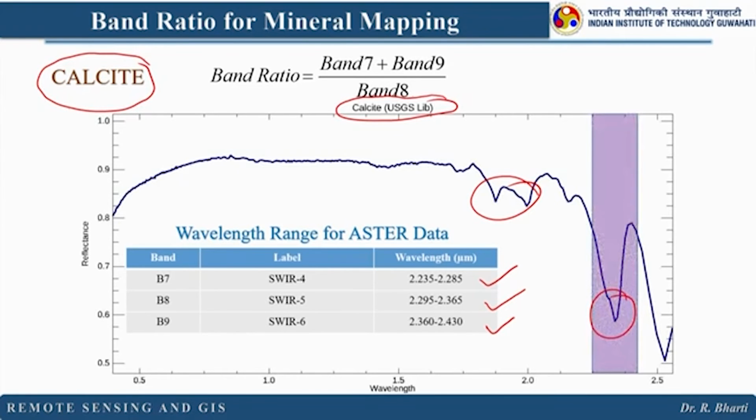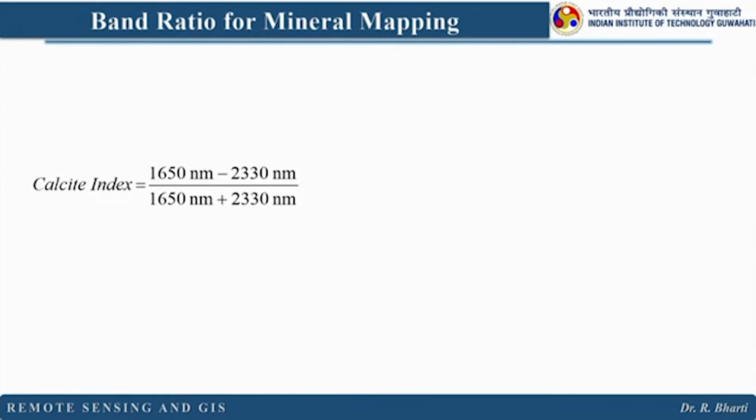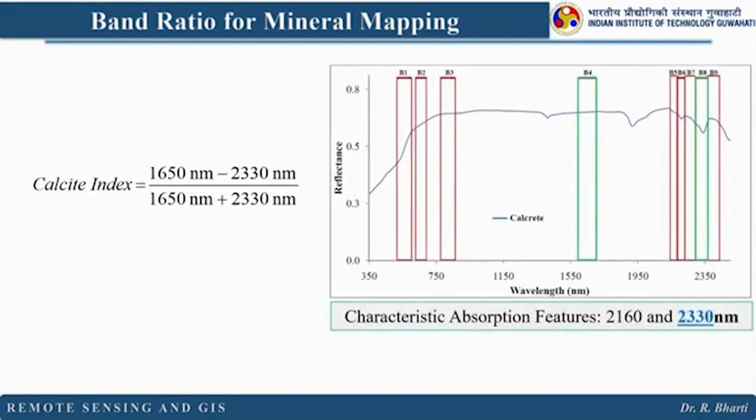So here you can see. Now next is again calcite, and here we are using this combination: 1650 minus 2330 nanometer divided by 1650 plus 2330 nanometer. Why? Because these are basically the absorption features. This is very simple, but you have to understand it and apply it in your application.